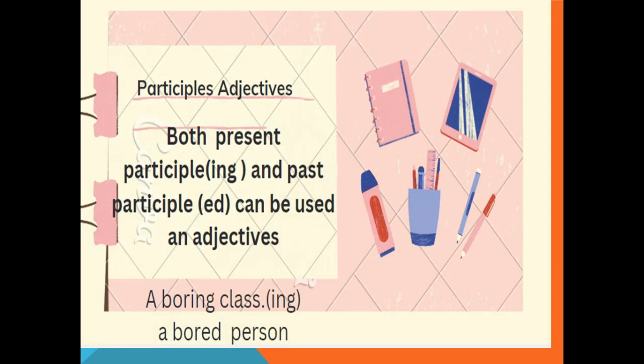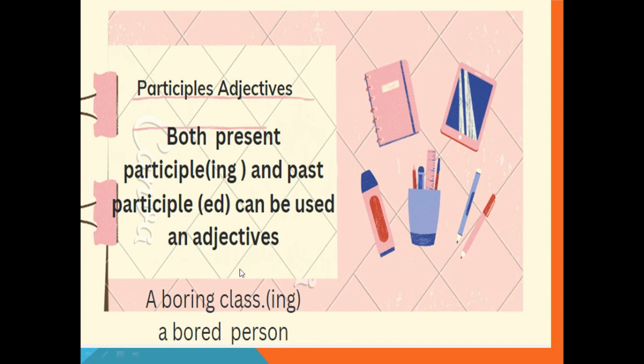Apart from that, another very interesting thing about adjectives, which is not commonly known by students, is participle adjectives. We have two types of participle: the present participle and the past participle. The present participle in the -ing form and the past participle in the -ed form can both be used as adjectives.